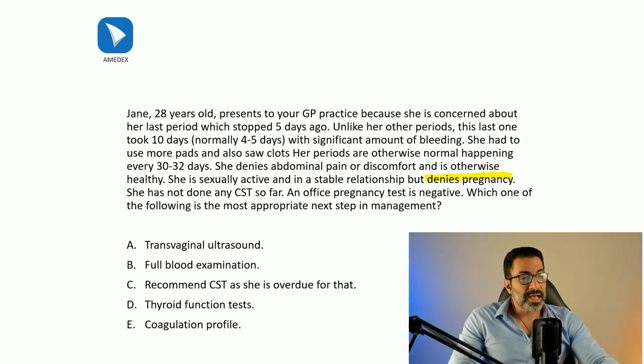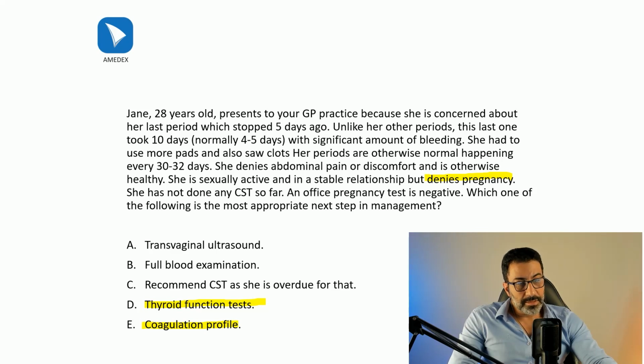Which one of the following is the most appropriate next step in management? Let's cross out irrelevant options for now. She's otherwise healthy. No hypo or hyperthyroidism. Thyroid function tests, not required. Coagulation profile, not required. What about these three options?